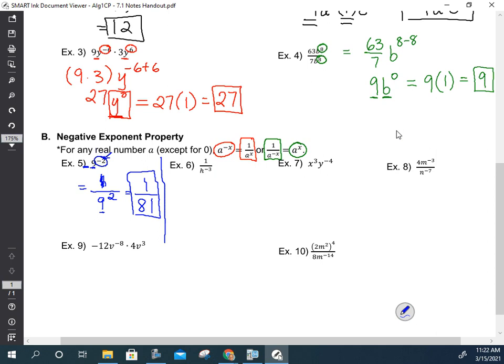All right, example 6. Again, let's do another basic problem: 1 over h to the negative 3 power. So this time, the negative exponent is at the bottom of the fraction. So this is what happens when it's at the bottom of the fraction.